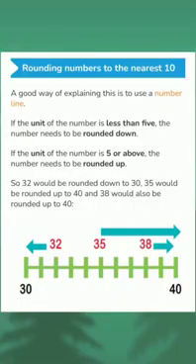First we see rounding of numbers to the nearest 10. See the number line. A good way of explaining this is to use a number line. If the unit of the number is less than 5, the number needs to be rounded down. If the unit of the number is 5 or above, the number needs to be rounded up. These are the rules. See the number line. Here 32 would be rounded down to 30. 35 would be rounded up to 40. And 38 would also be rounded up to 40.